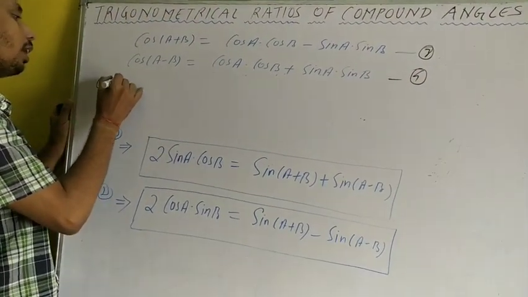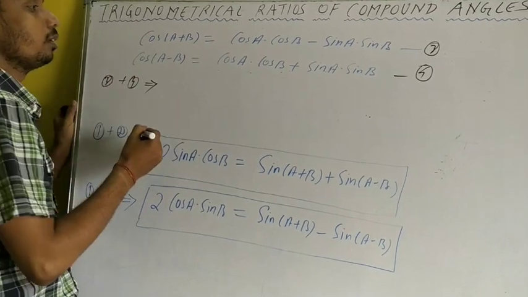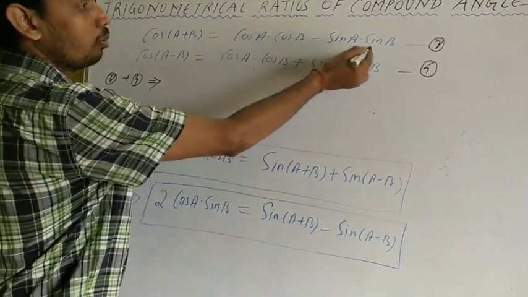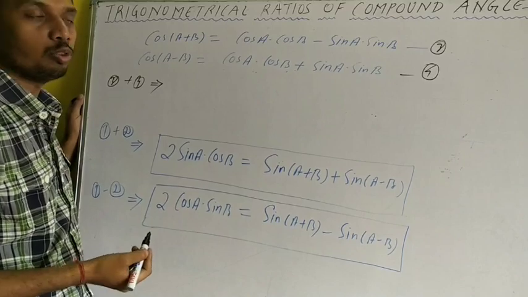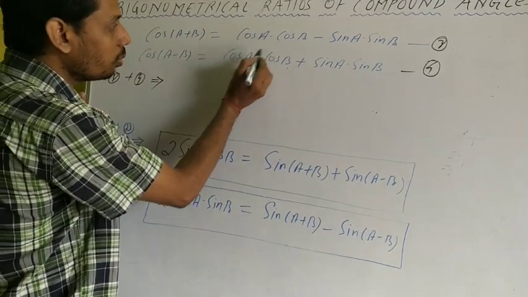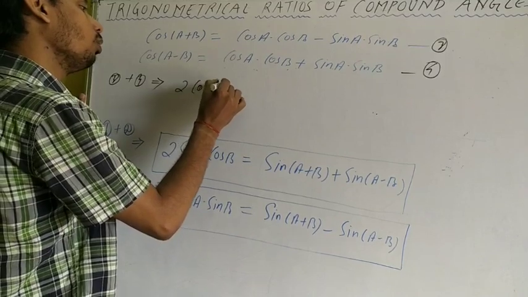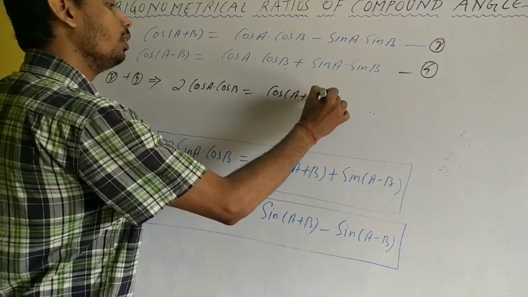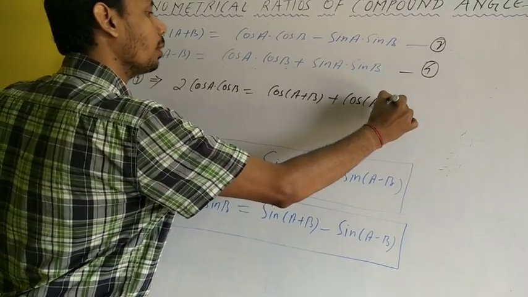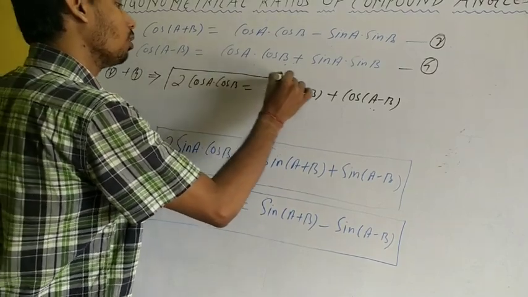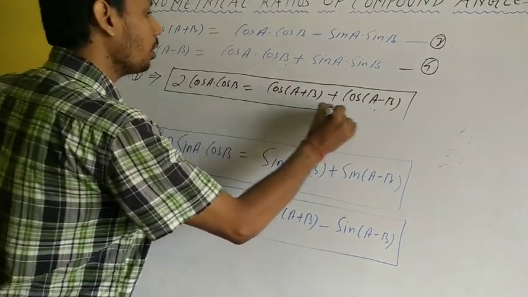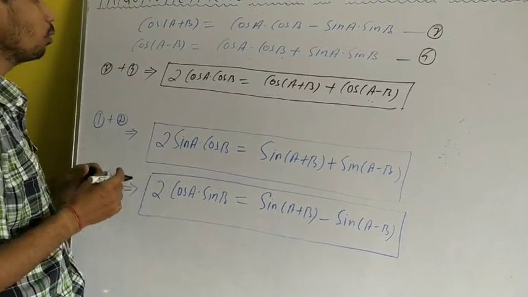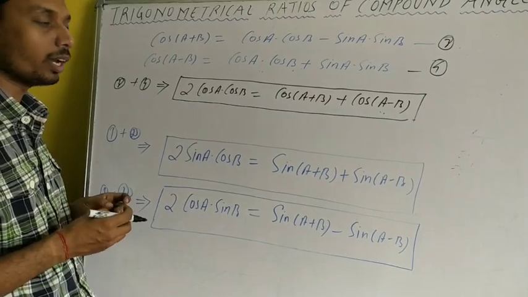If we add 3 and 4, minus of sin A sin B and plus of sin A sin B will be cancelled. So this is left with cos A cos B plus cos A cos B. So twice of cos A cos B is equal to cos(A+B) plus cos(A-B). This is the third formula, which we are deriving from the parent formulas cos(A+B), cos(A-B), sin(A+B), sin(A-B).